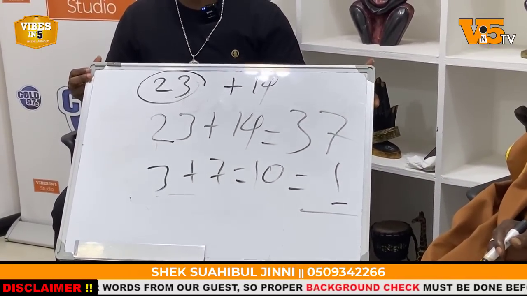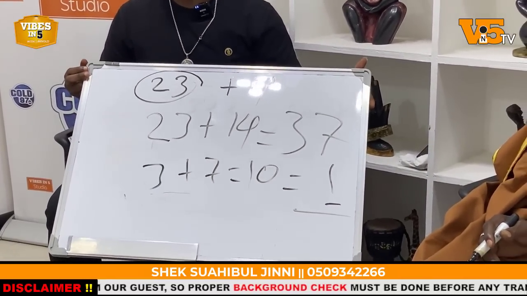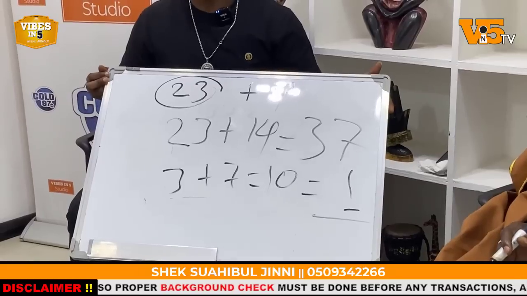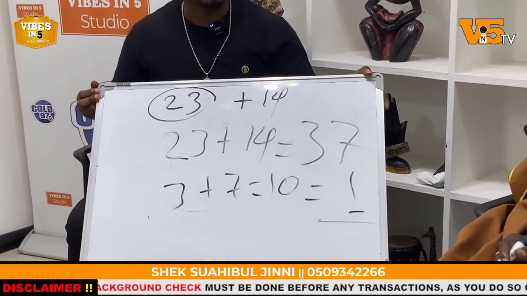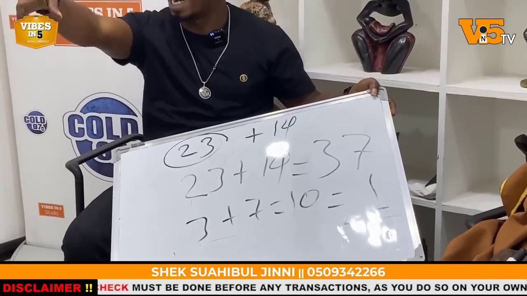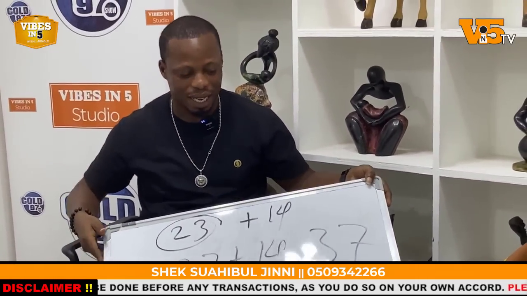But even if you break it down, like 2 plus 3 plus 1 plus 7, it ends up giving you one, which is still God. Exactly. Wow. So you've even gone ahead to do more than we are doing here.